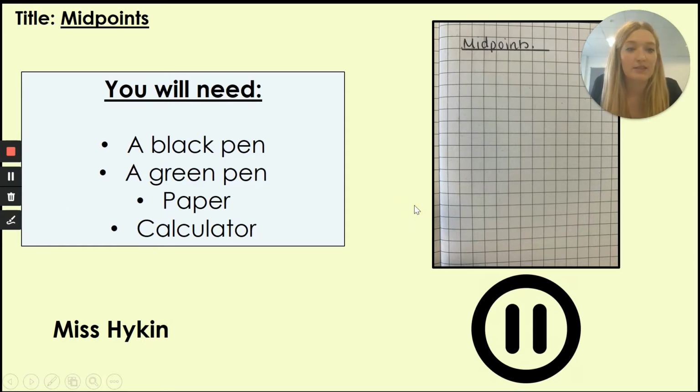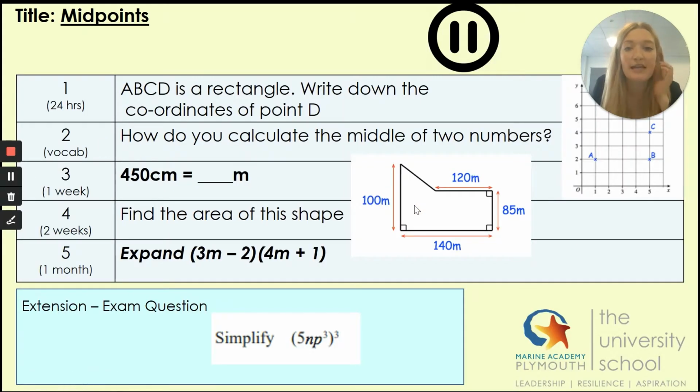Beautiful, well done. So, as normal, I have got a 5-a-day starter for you to make a start on here. I really want you to push yourself to get onto that extension question, and it's taken from an exam paper, so it's really important that we have a go at that. So pausing it to do that now.